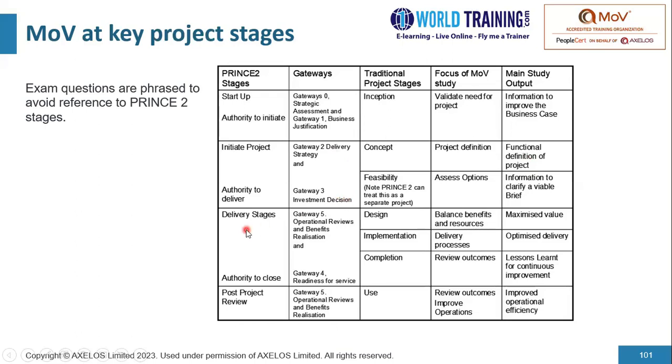And then as a part of delivery phases, some of the relevant MoV focus would be balance benefits and resources for maximizing value, delivery processes. We are making sure that the delivery is optimized. We review the outcomes, making sure that the lessons learned are there for continuous improvement. And finally, as a part of post-project review, we might focus on review outcomes and improving operations. And the study output could be improved operational efficiency.